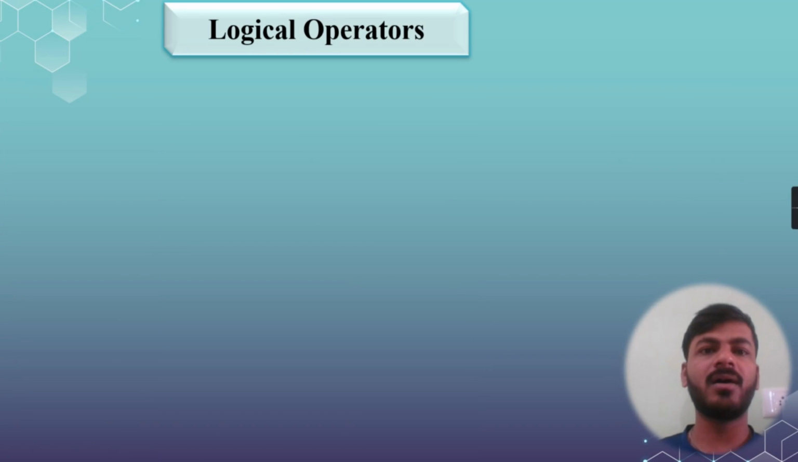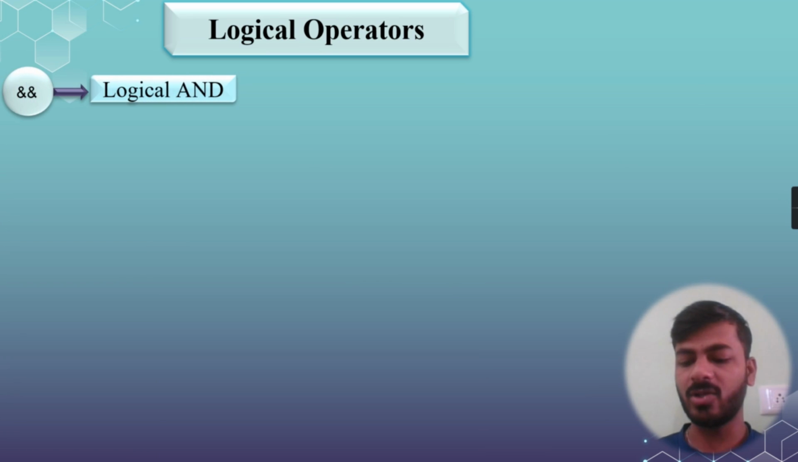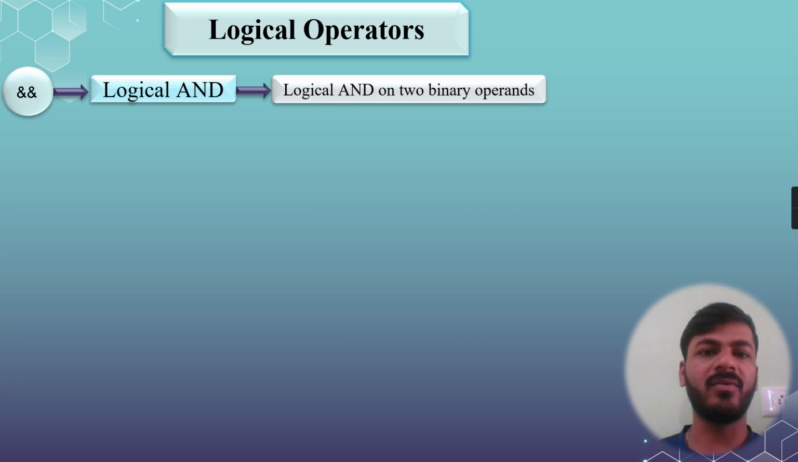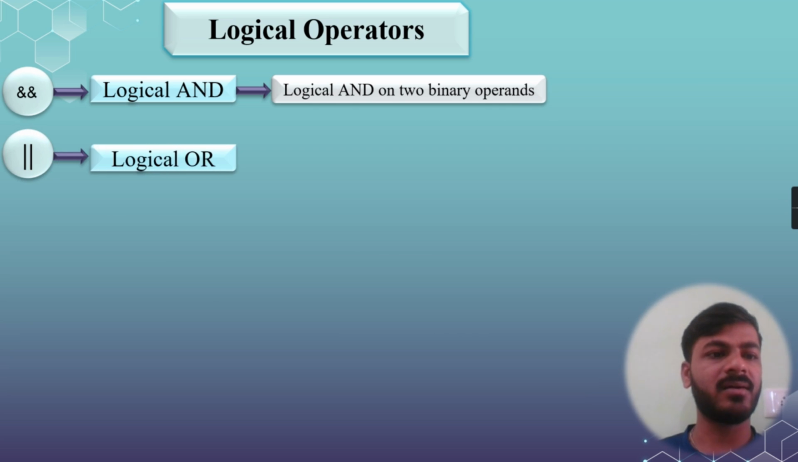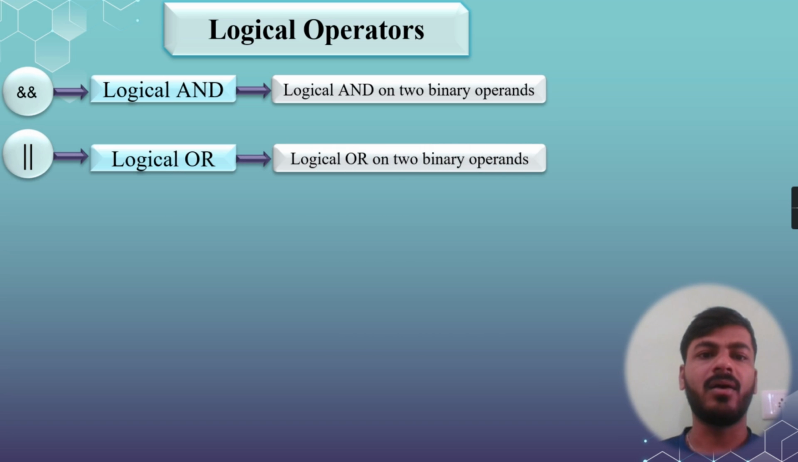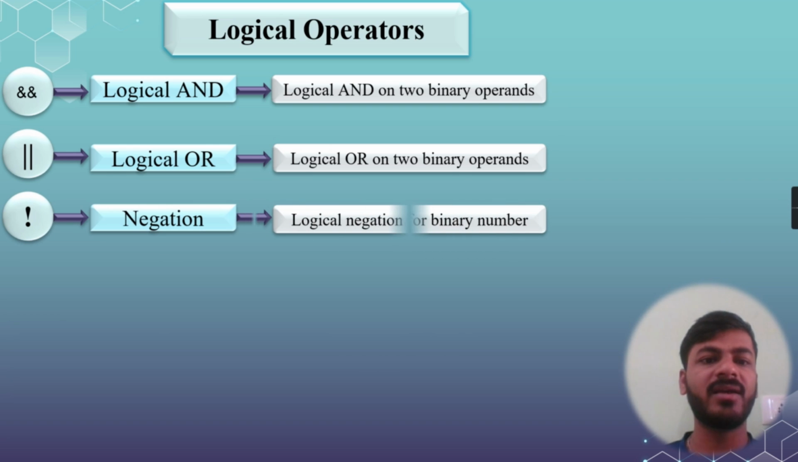Let's see what are the logical operators available in Verilog. So the first operator is logical AND, basically which performs logical AND between two operands. Then logical OR we are having, which will perform a logical OR on two binary operands and will give a result in the form of true or false. Okay, then negation will be performed on the single bit operands.